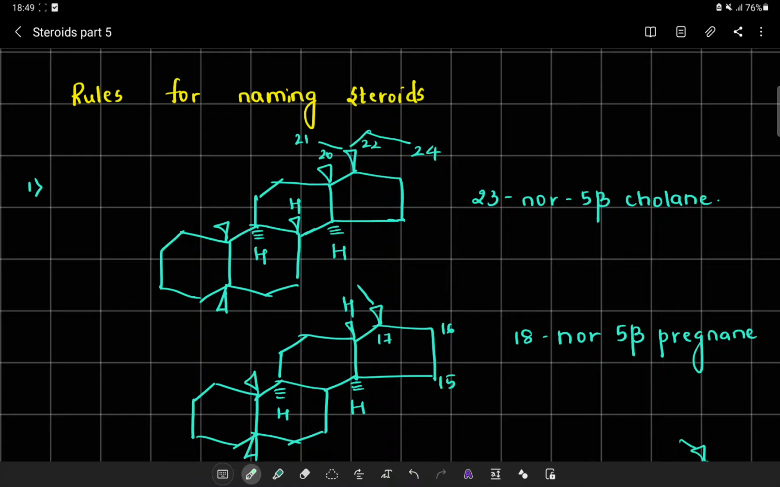For example, if I observe this structure, at position number 23 there is a missing methylene group. Can we not see that when I have given the numbering system, I have finished at 22 and directly gone to 24? This means that at the 23rd position there is a missing methylene group, and hence we have to name it as the 23-nor-5-beta-cholane system. That means the methylene group is missing and the prefix nor has been utilized.